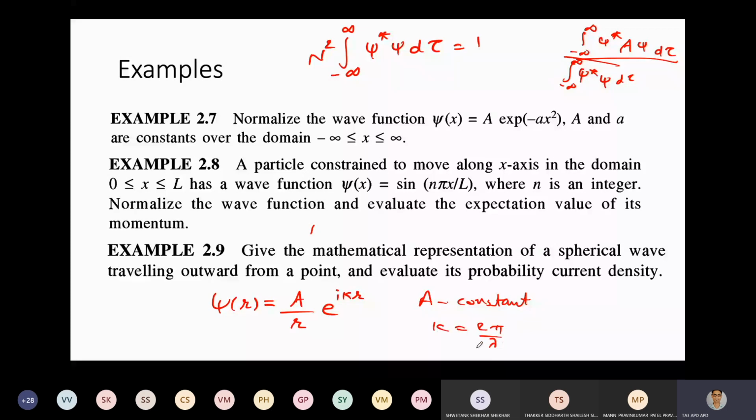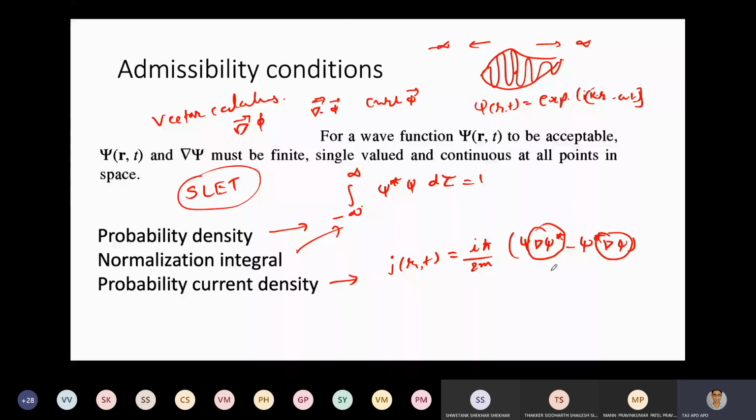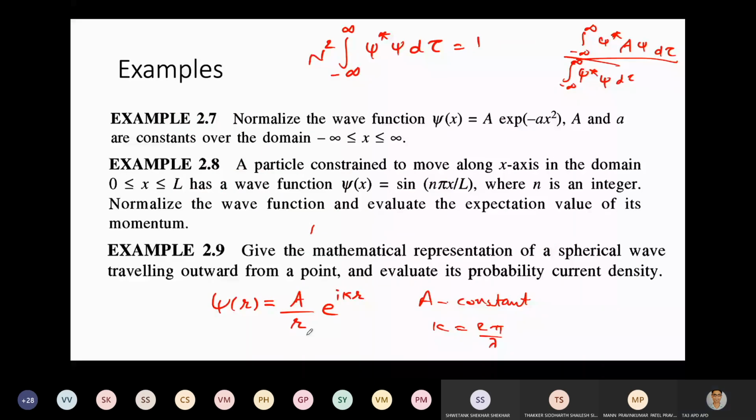Now it says evaluate the probability current density. So we need to evaluate this function j as a function of r. So let's do it. I have given you this mathematical representation. Now you calculate the probability current density. ठीक है ना. तो वो कैसे होगा?